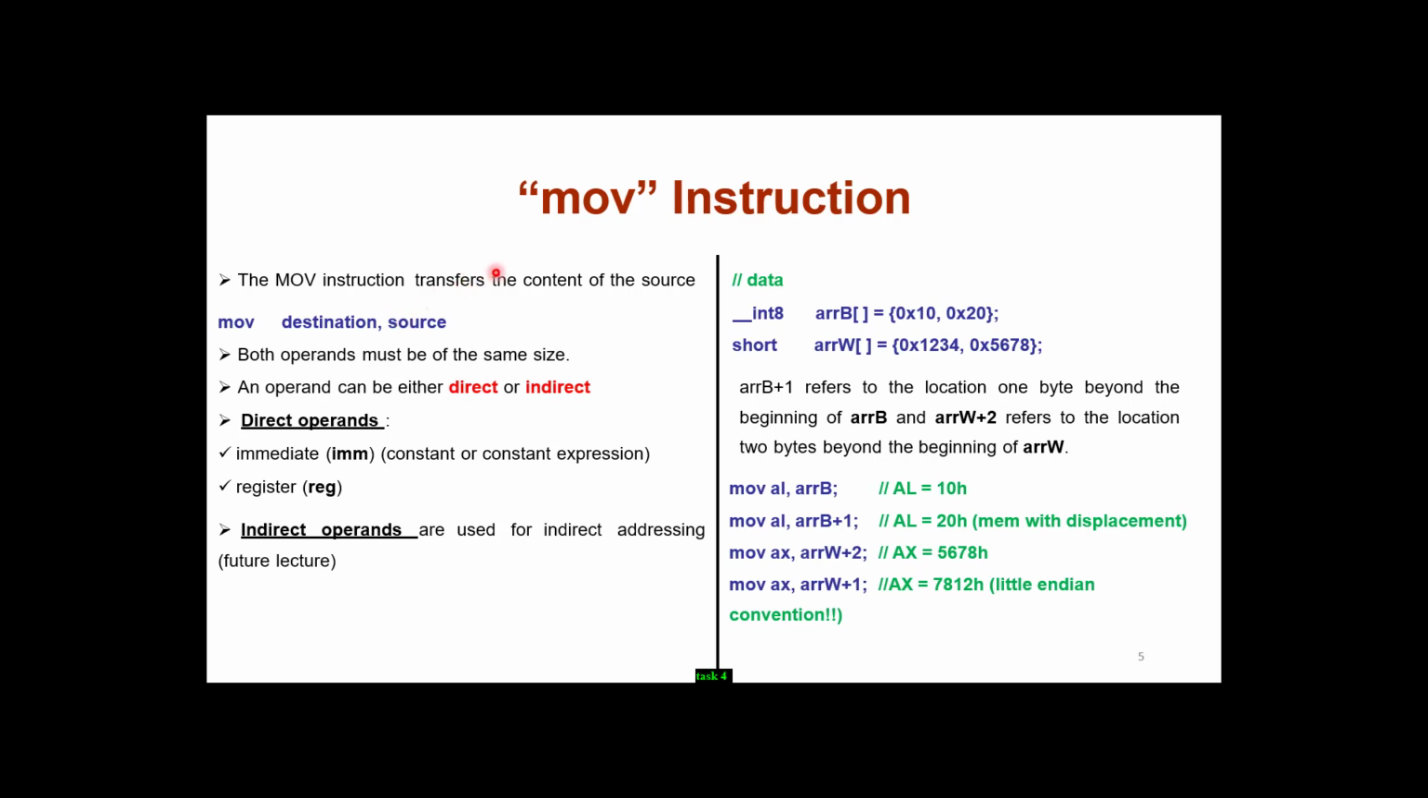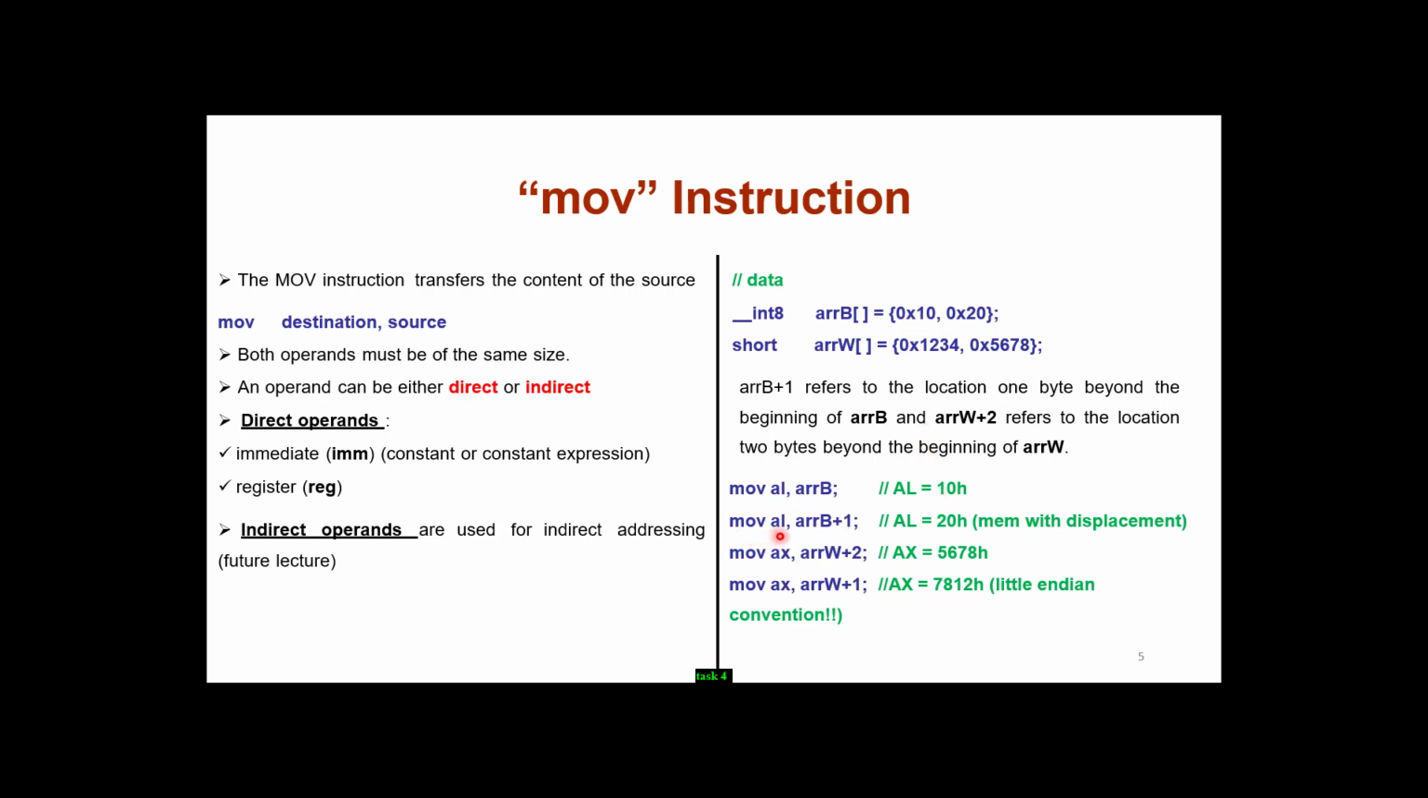So for instance, consider an array of double underscore int8. This means each value inside this array is 8 bits. If it was short, then it would be 16 bits. Move array B to AL will take the first element in array B and put it in AL. This means AL will have the contents of 10.